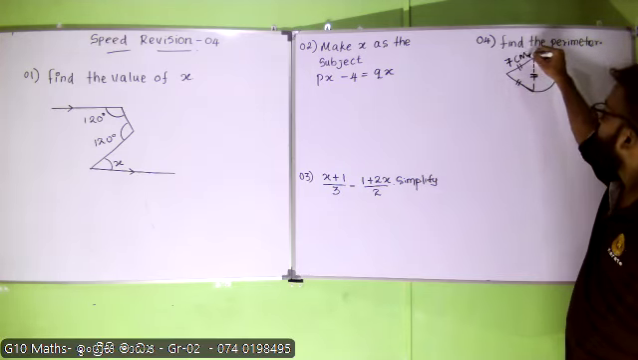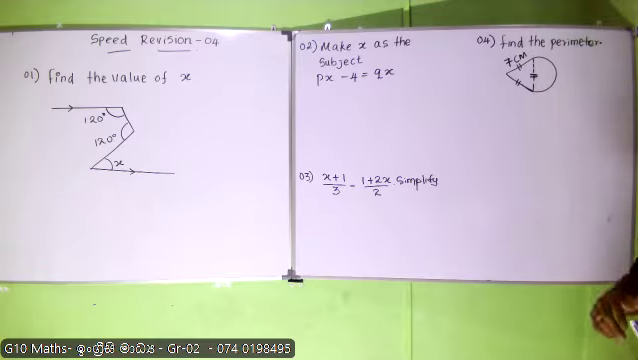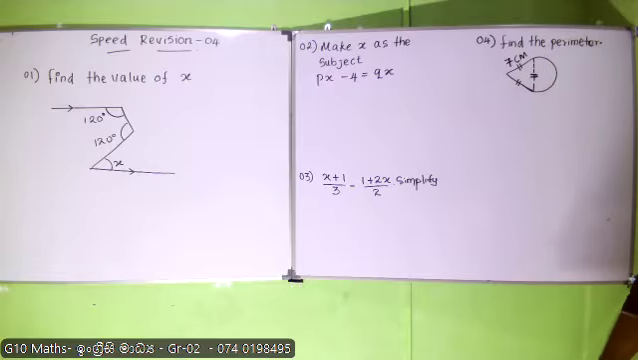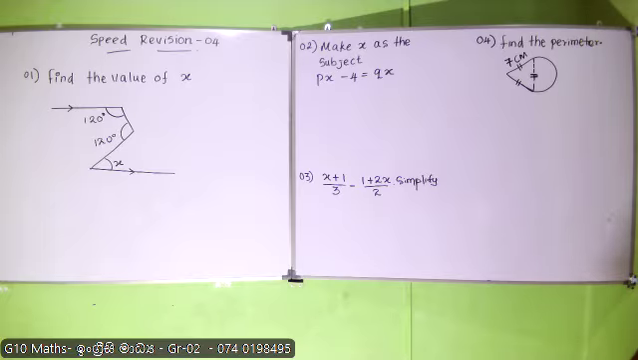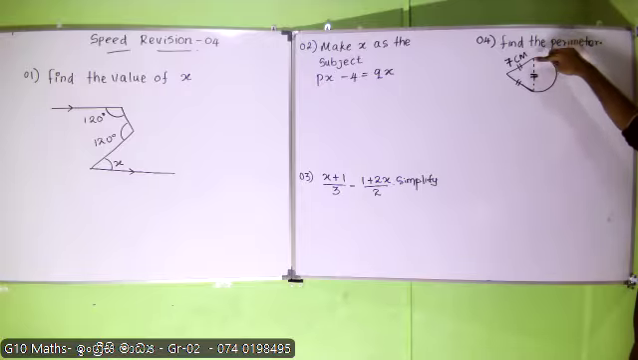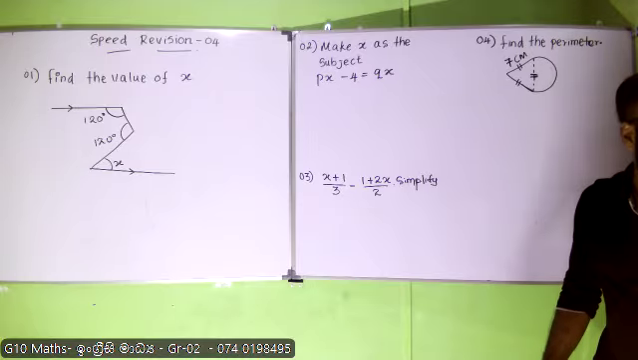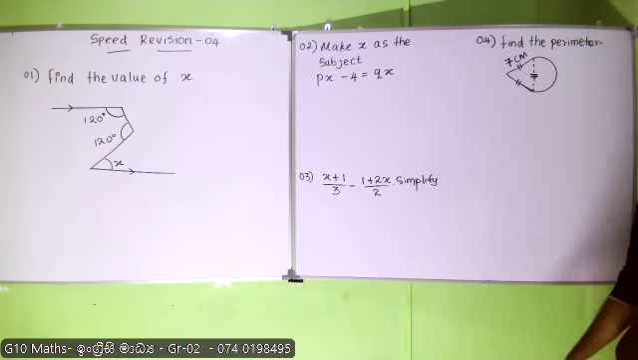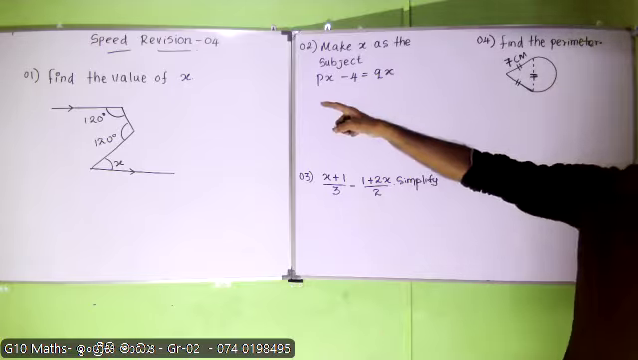Here you have to find the perimeter. A 7 centimeter equilateral triangle is here, and here you have half of a circle. You know how to find the perimeter, right? And the middle line is a dash line. You need to find the perimeter, the outside edge. And here simplify 2 fractions. You have to simplify it. Make x the subject and find x.